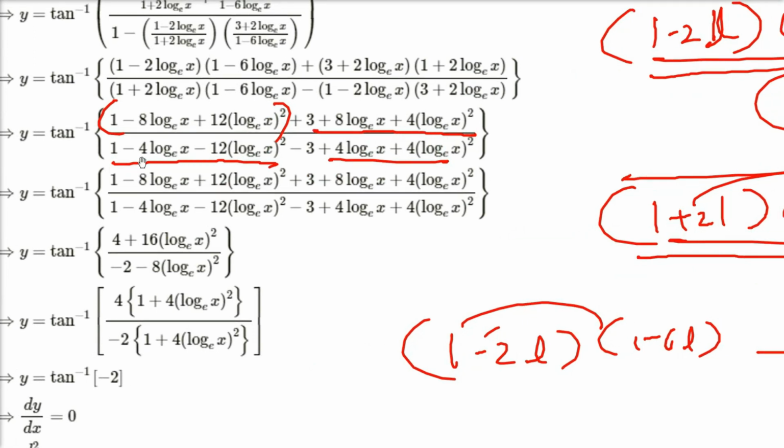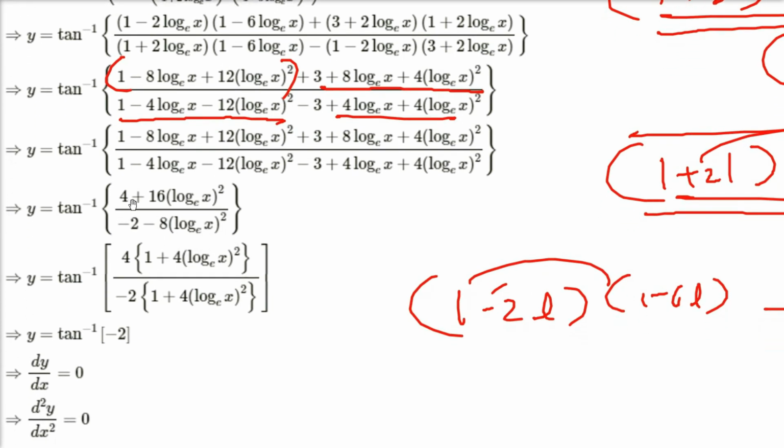In the denominator, only certain terms will be left. So 12 plus 4 is 16. The minus 8 log x and plus 8 log x get cancelled. You have 4 plus 16 into log x whole square. In the denominator also, the 4 log x and 4 log x get cancelled. 4 minus 12 is minus 8, so minus 8 log x whole square. 1 minus 3 is negative 2.